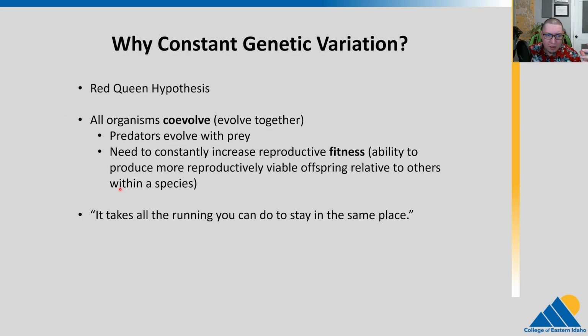So we're constantly trying to increase reproductive fitness. We'll talk more about this fitness term as we go on, but fitness in biology, the definition, is not how much you can lift or how far you can run. Fitness is the ability to produce more reproductively viable offspring relative to others within your species. So it's basically you can have more offspring and they're better capable of having offspring as well. That's all fitness is in biology. That's really what evolution is operating on. So to achieve that, it takes all the running you can do to stay in the same place, to keep up with the neighbors, basically.